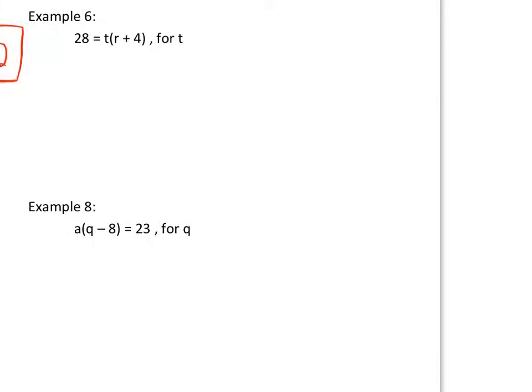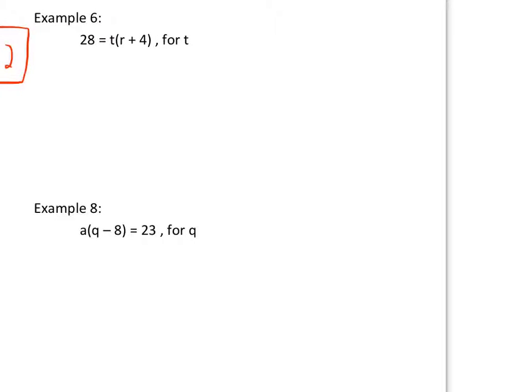Number 6, we have parentheses. We haven't seen that before. But again, we would need to decide what we're solving for. In this case, it's t. Now, lots of times, we would just distribute the t and get rid of parentheses. But in this case, we want to be smart about our steps. And notice that t is on the outside of the parentheses, so it's t times the parentheses. So we can undo that by dividing by r plus 4.